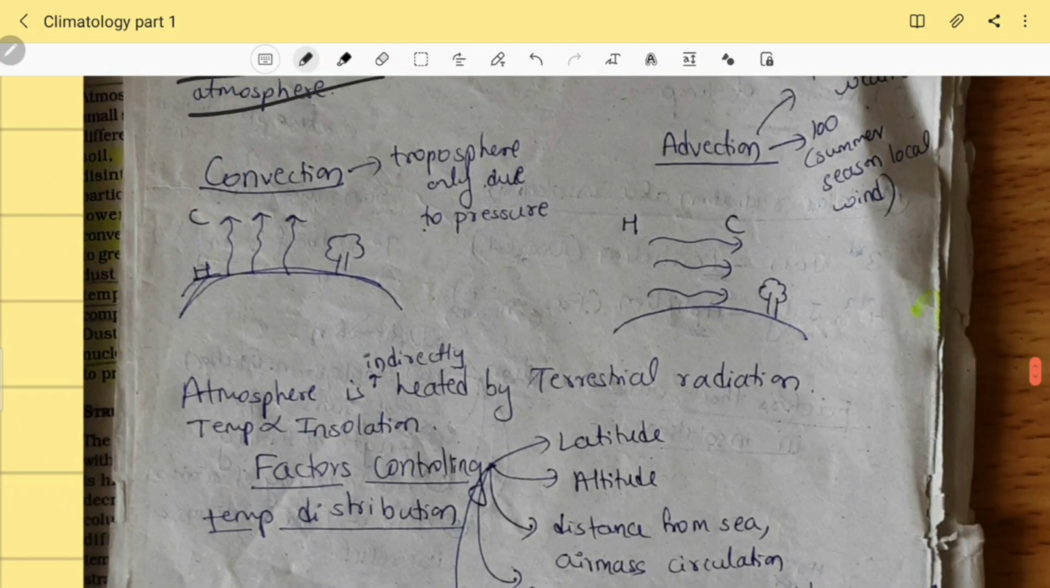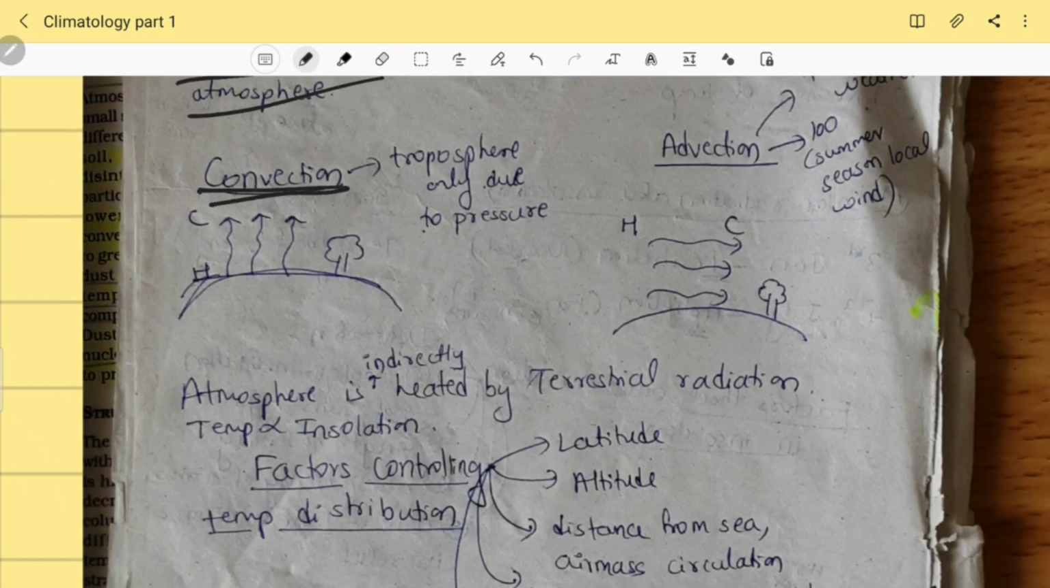Okay, now conduction is done. Now let's move to the next topic, that is convection. What is convection? Convection is a transfer of heat in a vertical direction, a process of vertical heating of the atmosphere. The atmosphere is getting vertically heated; that is known as convection. And the convection transfer of energy is confined only to the troposphere, and after the troposphere convection is not working. This is due to pressure. Okay, this is about convection.